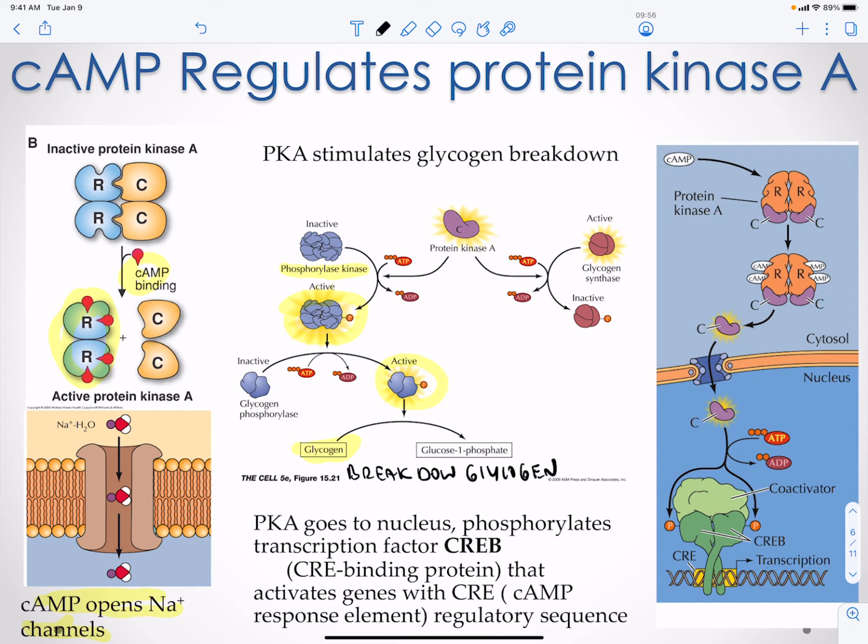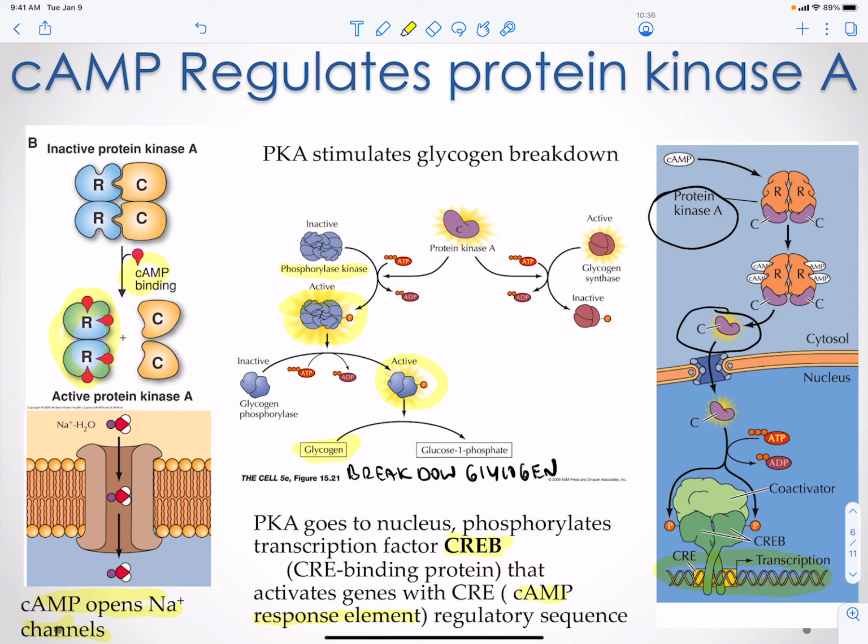Now, another thing that protein kinase A can do is that it is going to be able to enter the nucleus, and protein kinase A is going to phosphorylate, because it's a kinase, a transcription factor, which is the Cre binding protein, or CREB. And CREB is going to interact with genes with Cre response elements. Cre response elements are cyclic AMP response elements, and these are going to turn on genes. So this becomes a transcription factor.